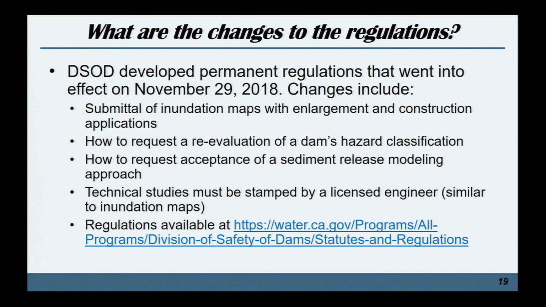And then also how to request acceptance of a sediment release modeling approach. In some cases, an owner wants to sharpen the pencil and do a more detailed analysis with sediment release. So if they would like to do that, we formalized how they can propose that approach and how that process works. Also, now technical studies must be stamped by an engineer, and the map already needs to be stamped, so we're just saying the study would need to be stamped also. And then I have a link here to where the regulations are posted.